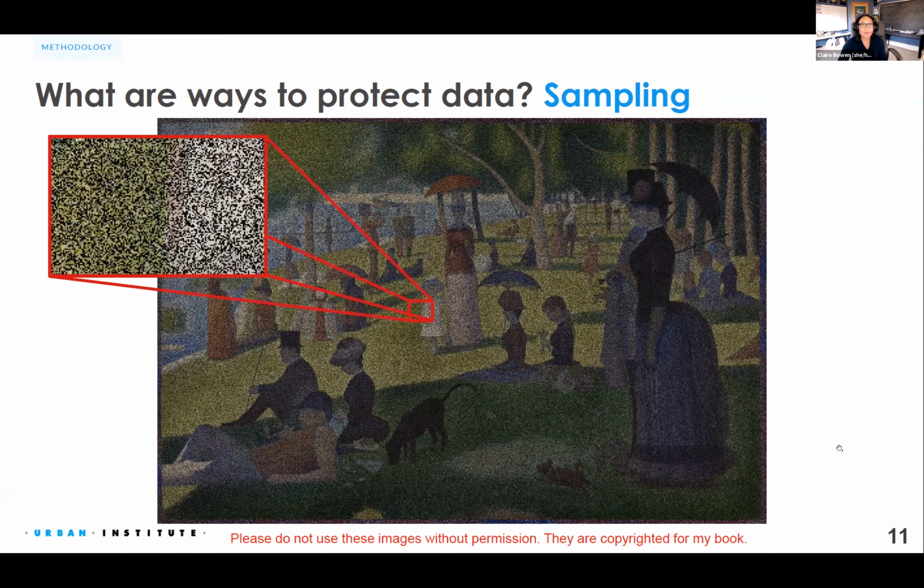In this example, I used a sampling rate of about 70%. Traditionally you get something much smaller, but I wanted to do 70% so that you can see that some of the pixels are missing in this picture.